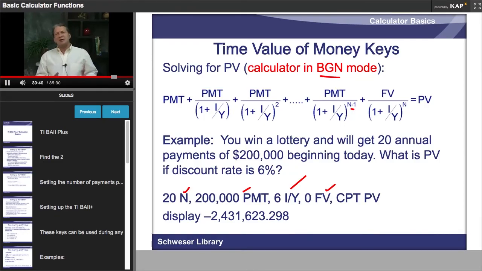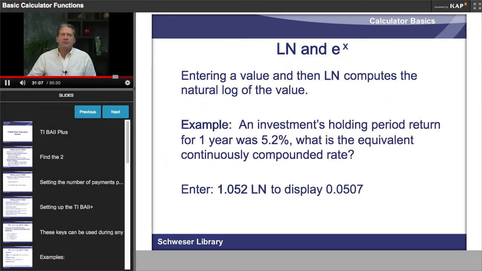After you get that last payment, say you got 20 payments for your lottery winnings, there's no maturity value. They don't owe you anything else. So put future value in as 0, compute the present value, and hopefully your display says negative $2,431,623.298, depending on what rounding you've got in there.